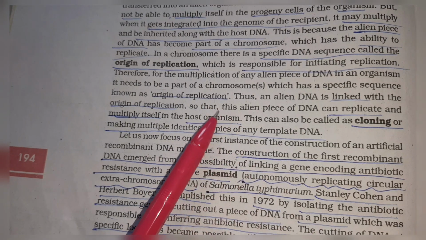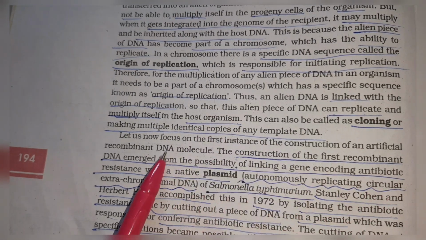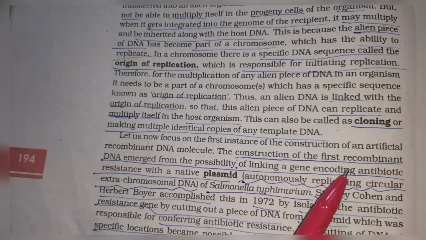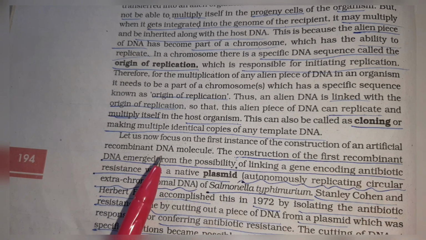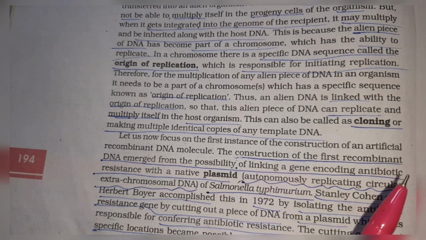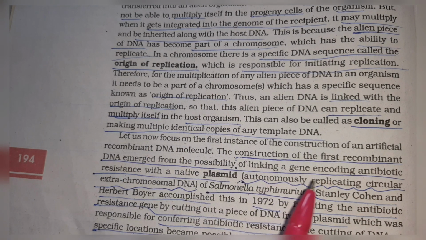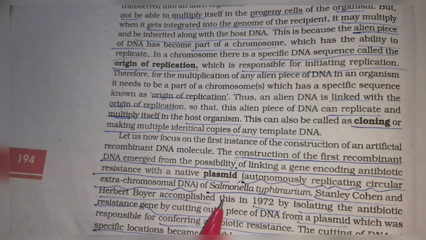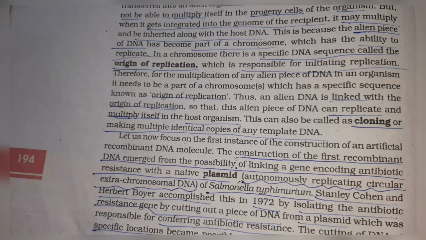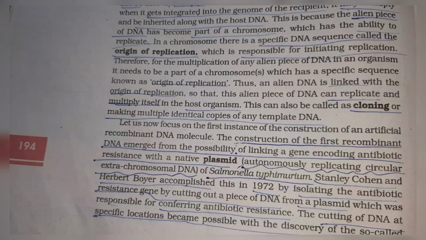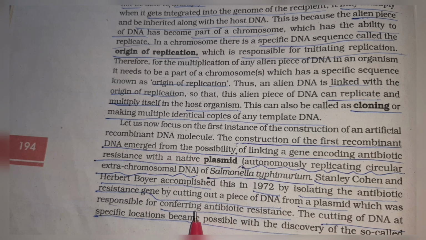Let us now focus on the first instance of the construction of an artificial recombinant DNA molecule. The construction of the first recombinant DNA emerged from the possibility of linking a gene encoding antibiotic resistance with a native plasmid. A plasmid is an autonomously replicating circular extrachromosomal DNA of Salmonella typhimurium. Stanley Cohen and Herbert Boyer accomplished this in 1972 by isolating the antibiotic resistance gene, cutting out a piece of DNA from a plasmid which was responsible for conferring antibiotic resistance.